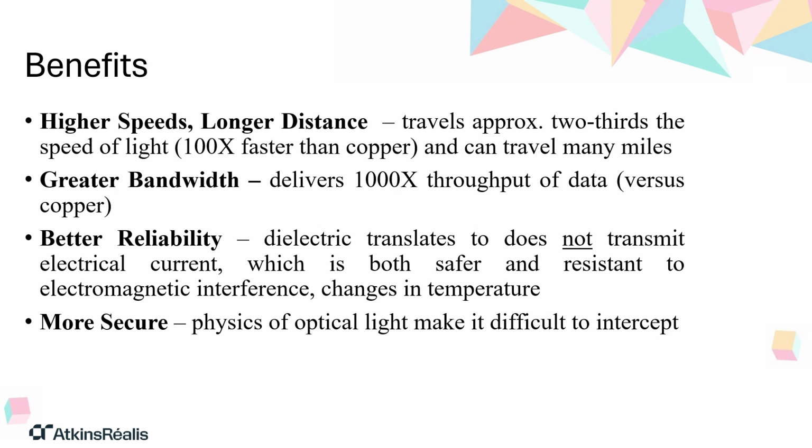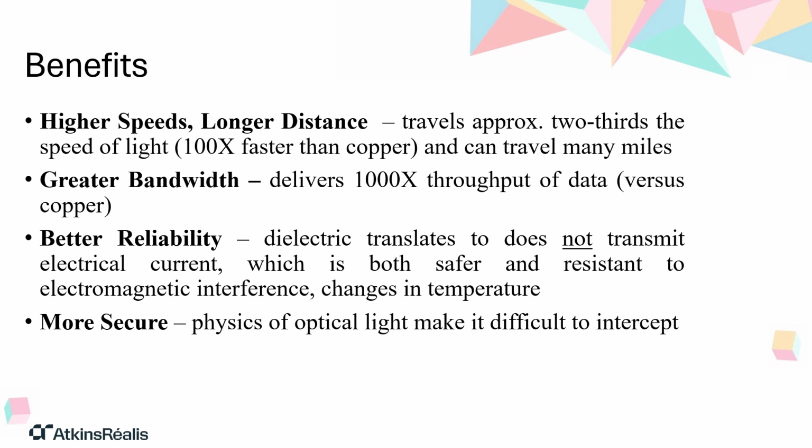Fiber optics also provides greater bandwidth, which means using one cable, we can deliver 1,000 times more throughput of data versus traditional copper. Fiber optics also provides better reliability. Fiber is dielectric, which means it does not transmit electrical current. This is safer for both installers and maintenance professionals, but it also makes it resistant to EMI, or electromagnetic interference, and changes in temperature that can degrade or disrupt signal.